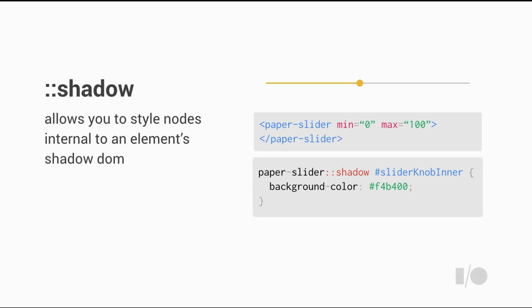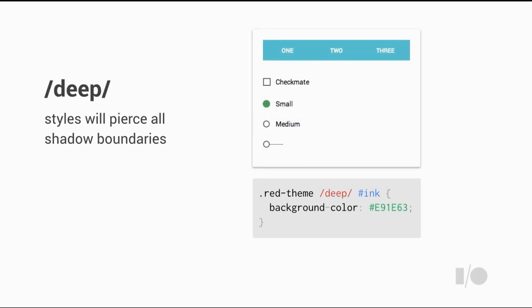Now this is good if you know specifically what you want to target, or you just want to tweak a few things. Shadow is really great for that. But if you want to do something that's a bit more far-reaching, we also have the new deep combinator, which will pierce all shadow boundaries and allow you to style any child in the shadow DOM. And a really common theme is to do something like put a class on your body, something like red theme, use a deep combinator, and then pierce all of your elements' shadow boundaries to update something inside of them.